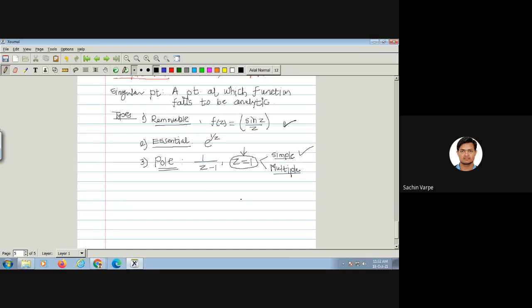Is this clear? If it is like this, 1 upon (z minus 1) cube into (z minus 3), then what can we say now? Z equal to 1 is a pole of order 3, and z equal to 3 is a pole of order 1. It is a simple pole. So z equal to 3 is a simple pole and z equal to 1 is a pole of order 3. Is this point clear?